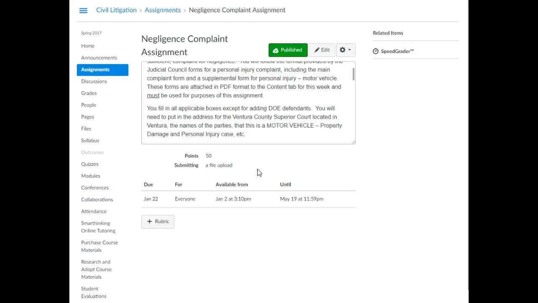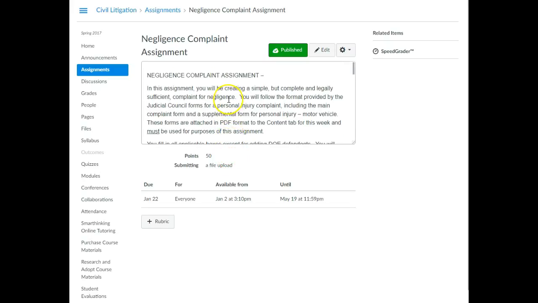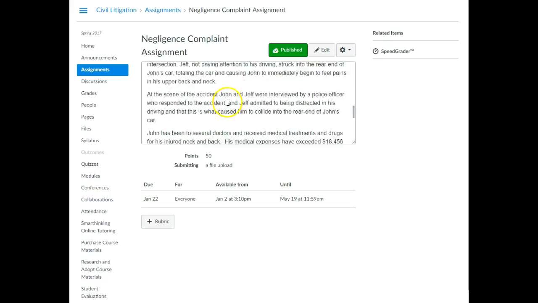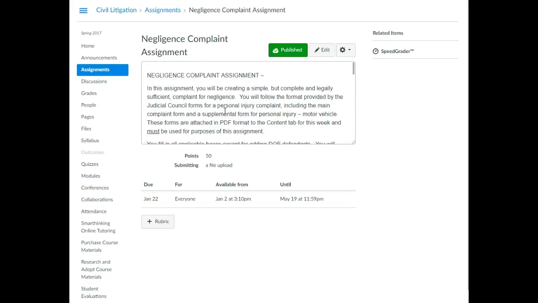You're going to attach 2 files. One will be your complaint form, and the other is the cause of action form. They both will be PDF. And it says here, by the way, here's all the assignment once again. You can see it actually listed here in case you didn't have it.